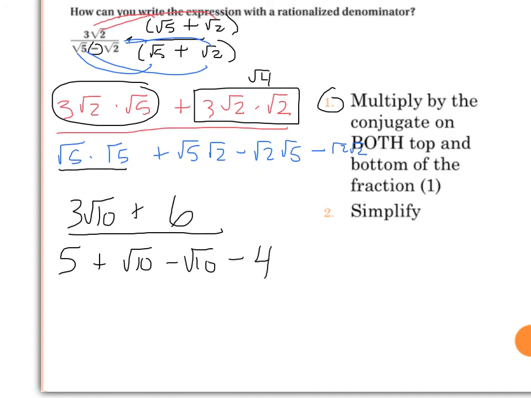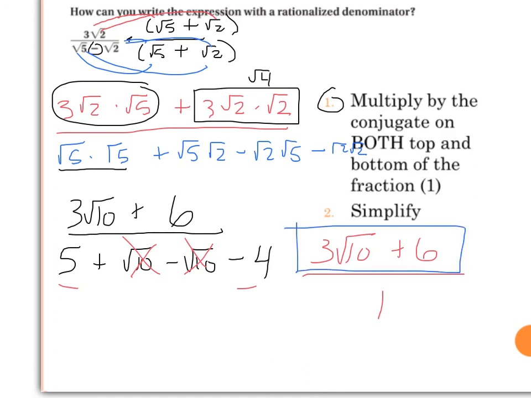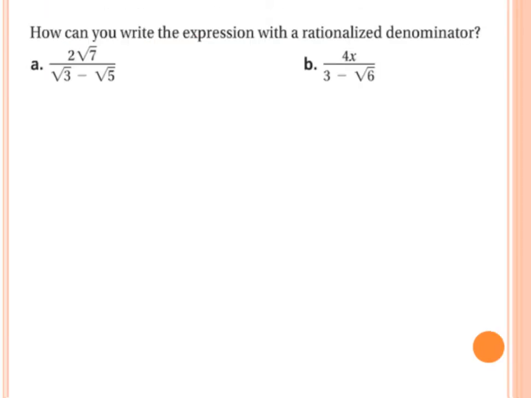Again, I can still simplify. The top is already simplified, I can't do anything there. But I can have 3 square root 10 plus 6 on top. And then these two will cancel each other out because they're opposite of each other. And then I have 5 minus 4. So really you could have your answer written like that, or just the top, because any number over 1 is just that same number. I want you to try just this first one all by yourself.